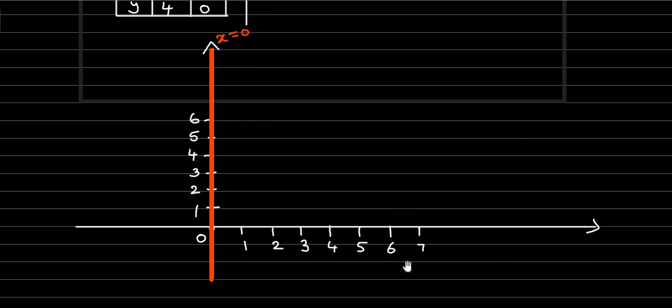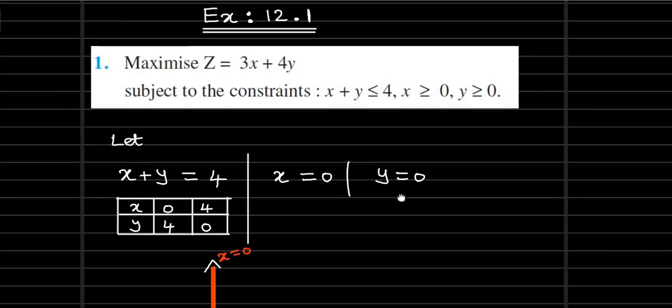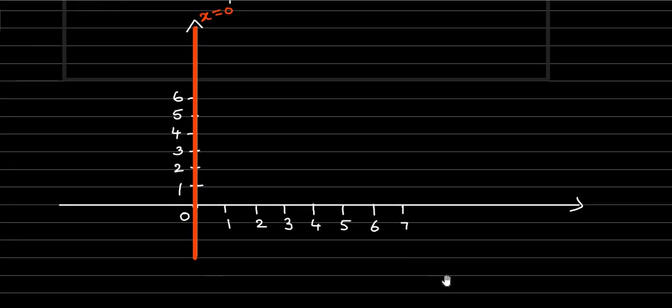And the next one, y greater than or equal to 0. That means y equal to 0 first we have to identify. Y equal to 0 is the x-axis.